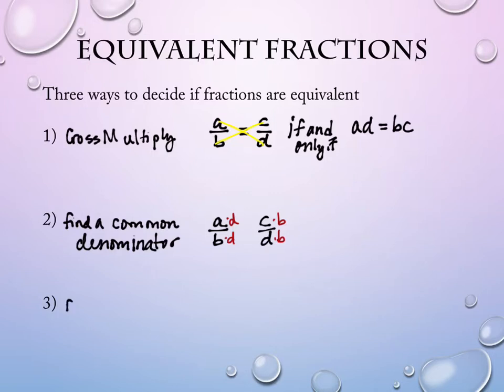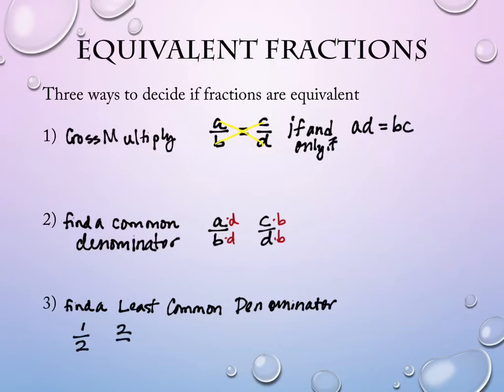The third option is to find a least common denominator. And instead of using some arbitrary values, let me show you an example of that. Let's say we wanted to see if 1/2 was the same as 2/4. Obviously y'all know it is. So finding any common denominator would simply be multiplying the 2 by 4 and the 4 by 2, and the same thing for their numerator.